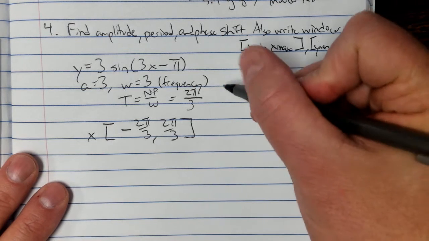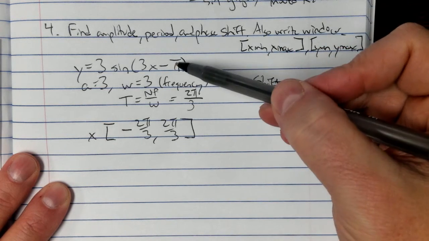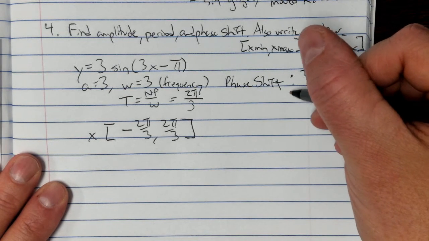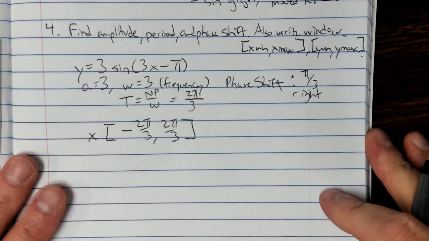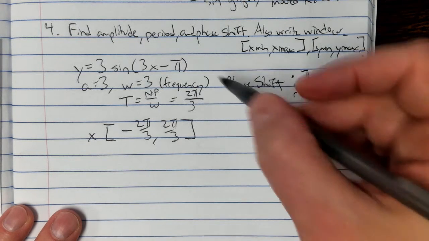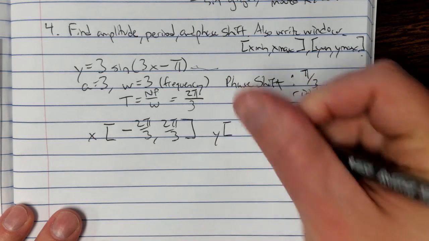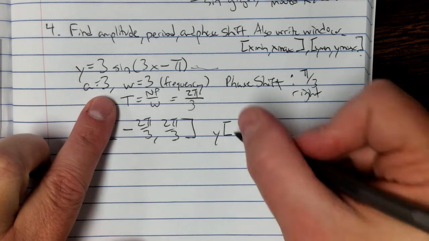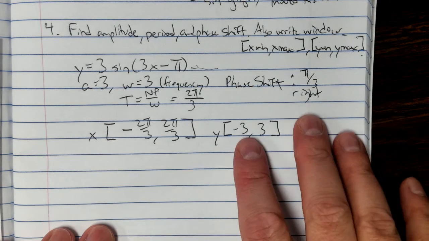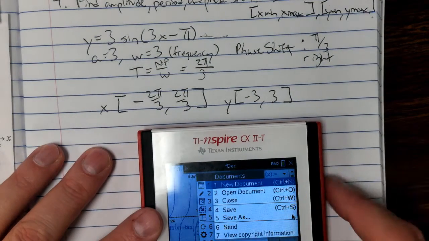Then for the phase shift, the phase shift would be pi over 3. And since it's positive, that means it's right. It's going to the right by pi thirds. There's no number out to the side, so there's no vertical shift. And so then for our y part, we just use our amplitude with negative 3 to 3. Okay, so that's all you have to write for it. I know it's kind of a lot, but we're going to graph this on the calculator.